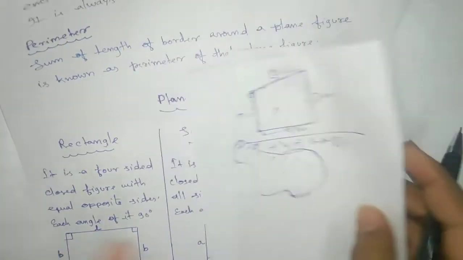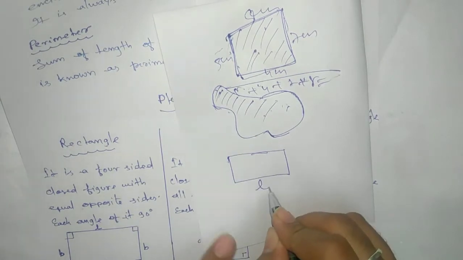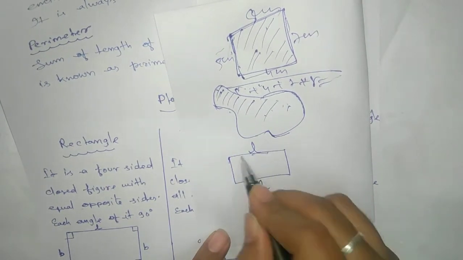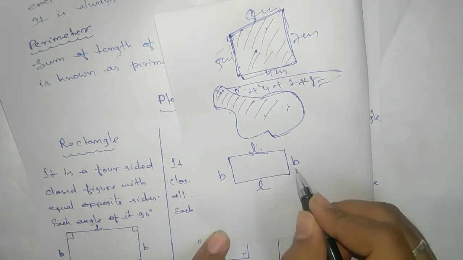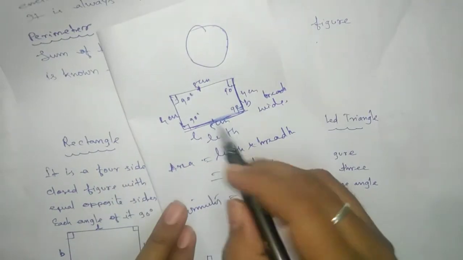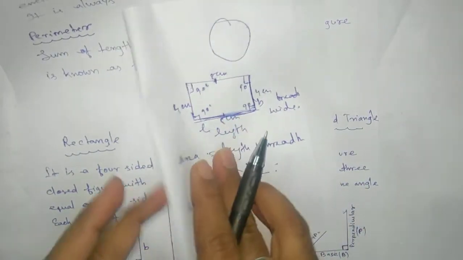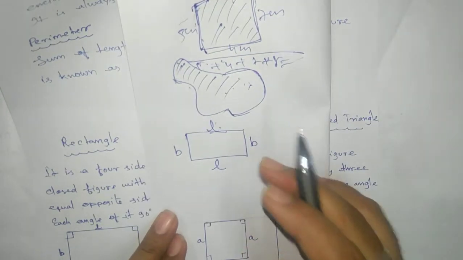This is your rectangle. If this is your L, then this must be L because opposite sides are equal. This is your B, this must be B. B means any number, L means any number, like you have taken here 5, 5, 4, 4. Here we are taking variables, as we have discussed in algebraic expressions.